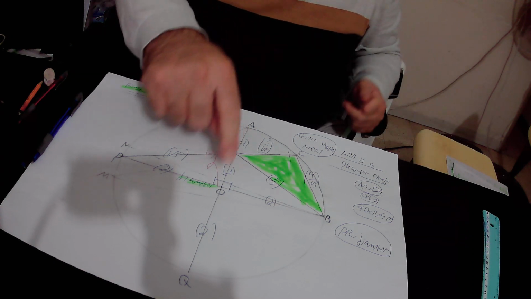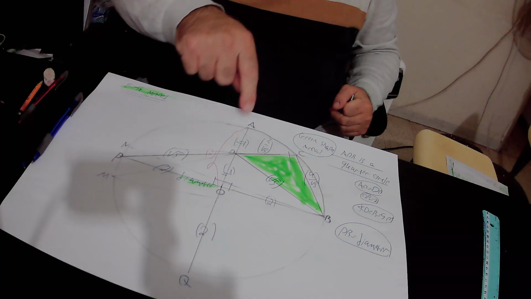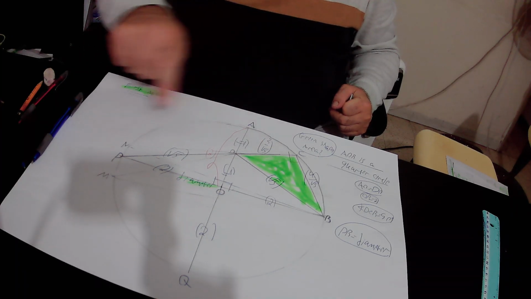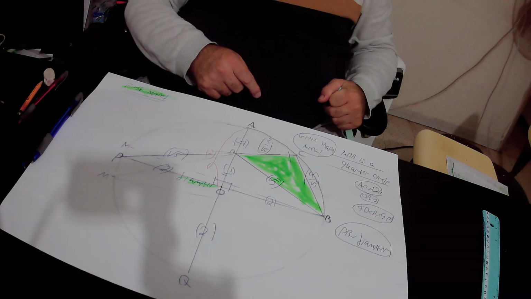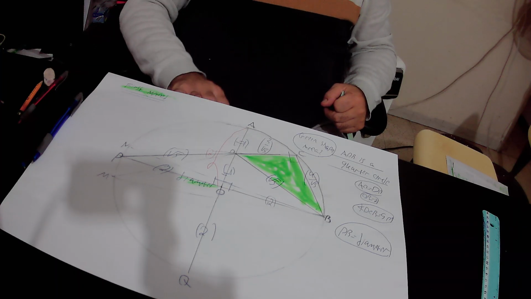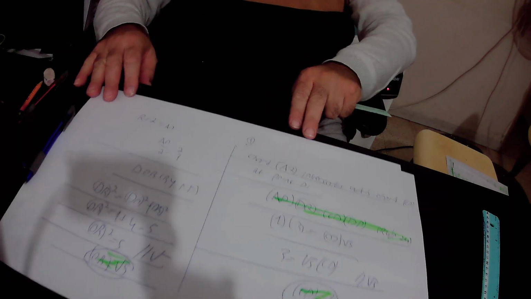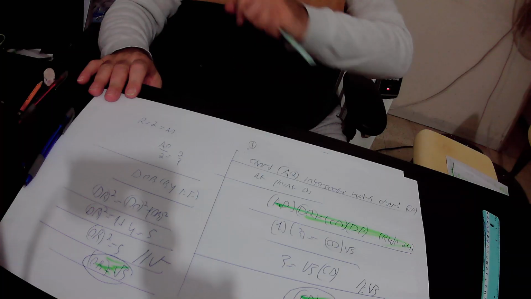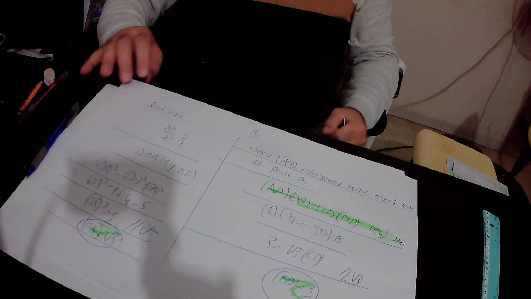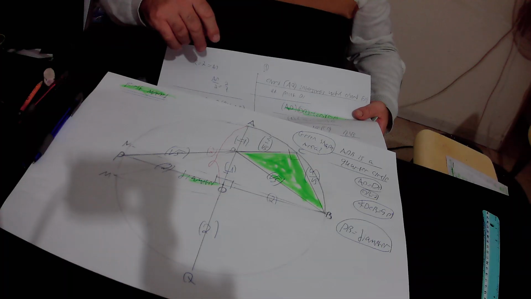In our drawing, the chord AQ intersects the chord CP at point D. So all the requirements for the rule are satisfied, and therefore we can apply it. Again, in the original drawing, AQ intersects CP at point D.